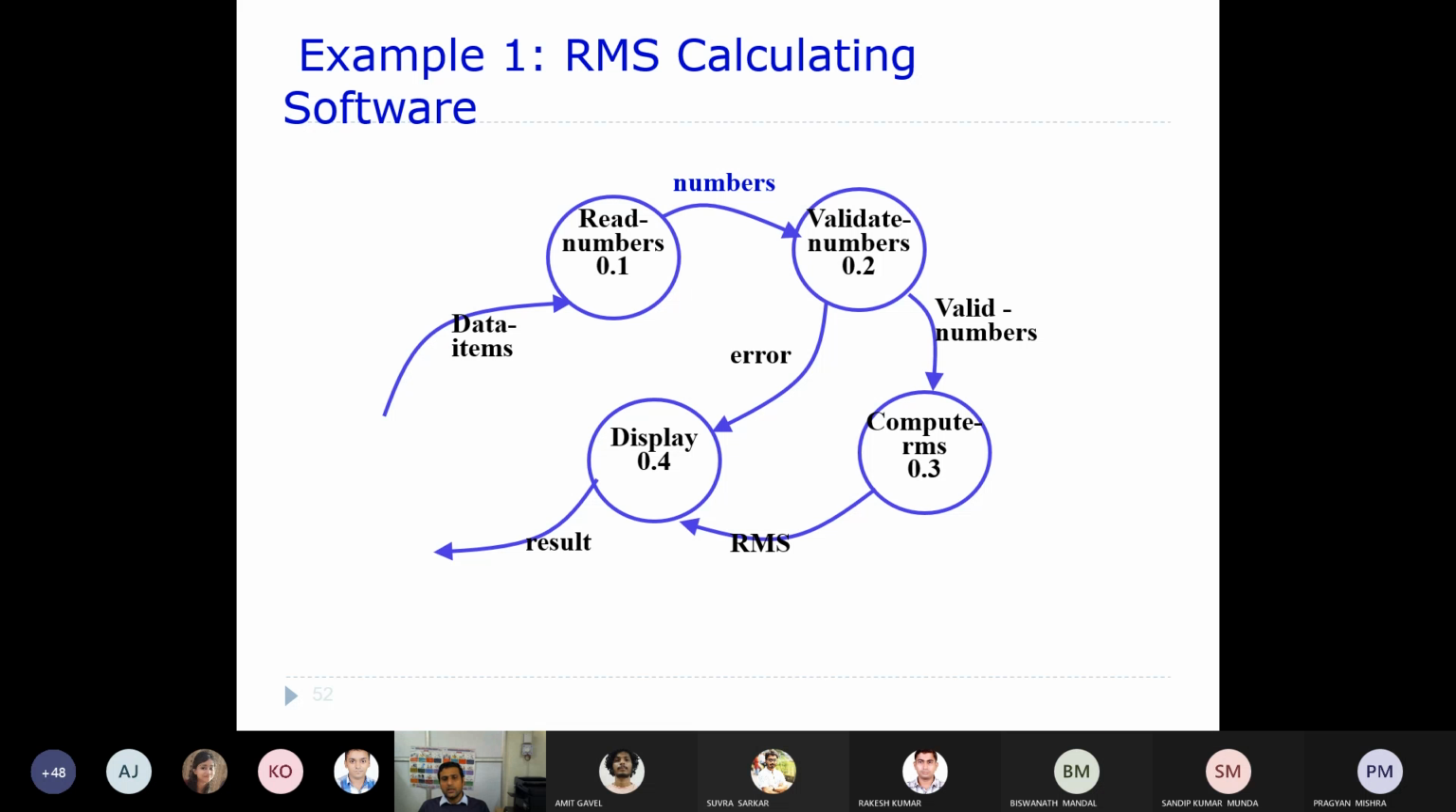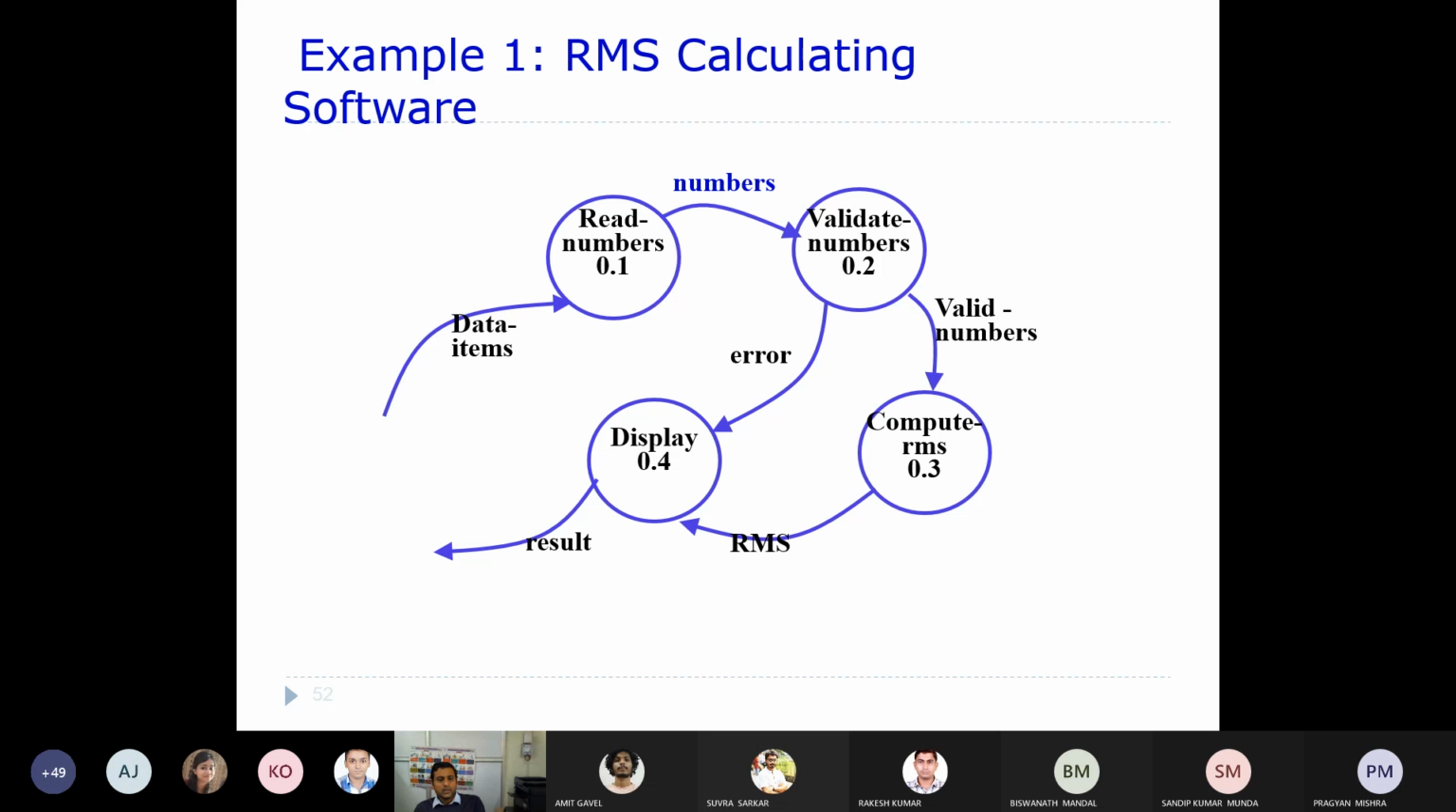It is going to check whether a number is valid or not. Once it is valid, that valid number will be given to compute RMS. That will be the third bubble. And after computing the root mean square, this output will be given to the display processing function.